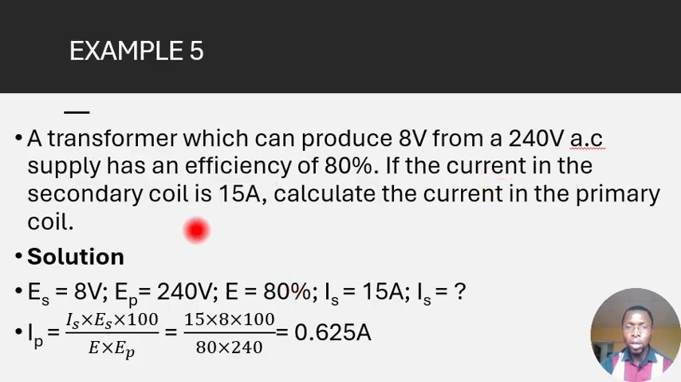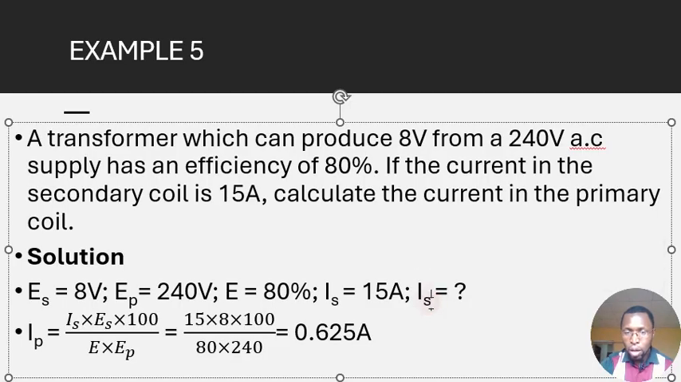Now, if the current in the secondary coil is 15 ampere, that means our IS, secondary current, is 15 ampere, and we are meant to calculate the primary current, which is IP. This ought to be IP, the primary coil. That's the unknown.